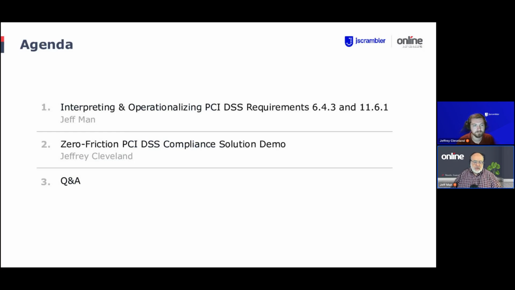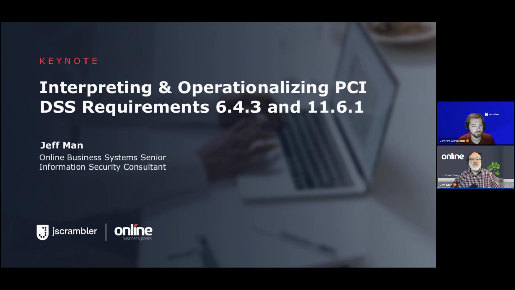Very briefly, I'm going to begin the discussion today with an overview of the new PCI DSS requirements 6.4.3 and 11.6.1, which is what we're here to talk about. I'll give you the whys and the whats and the wheres and the whos, and then at some point I will turn over the microphone to Jeffrey, and he's going to explain the how and give you some information on how to meet these requirements conveniently with some of the things that Jscrambler provides. And again, as I said earlier, there will be a Q&A portion at the end of the webinar. We'll try to save some time to answer all your questions.